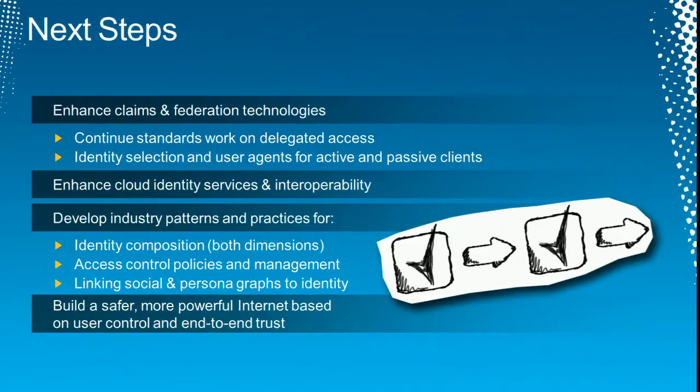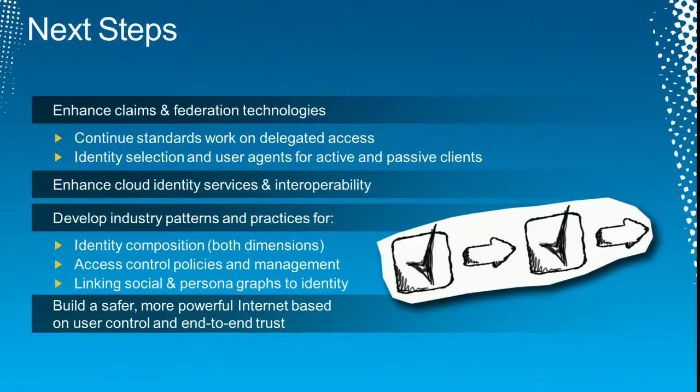I've already talked about a lot of things. We have to continue to enhance these technologies. Delegated access is a critical thing that's going on right now with the OAuth protocol. That probably needs to be generalized, and there'll be a profile that works with SAML token types. The initial release will be based on these web type tokens instead of the SAML tokens. There's still work that needs to be done in terms of identity selection and agents. Those problems remain unsolved. Lots of things to do in the cloud identity and interop space.